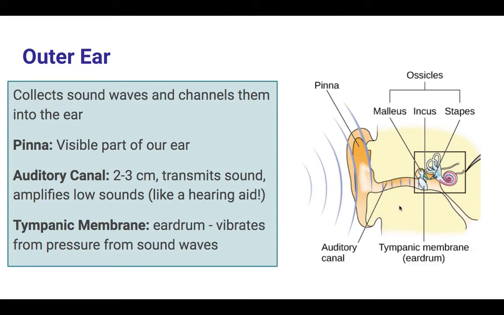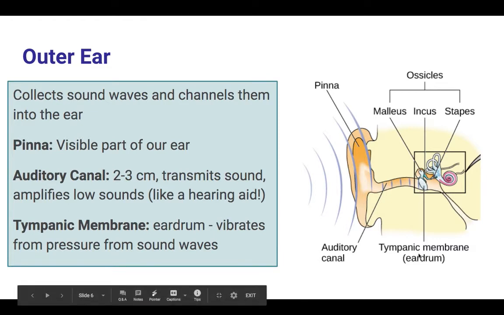It's about 2 to 3 centimeters long. It transmits sound, and it amplifies low sounds, kind of like your own natural hearing aid. That sound is going to go in and hit the tympanic membrane, also known as your eardrum, which is going to vibrate from pressure from the sound wave. So that's your outer ear.